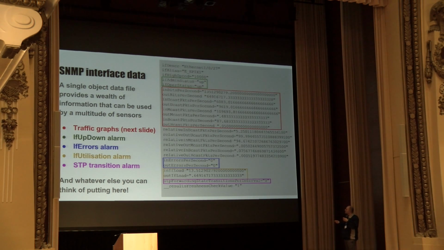Also, if you are interested in spanning tree transitions per interface, you can also have a sensor to get this data because it's available here. So it's like a 5-to-1 ratio. You do one walk of a device, you get this much data, you can address 5 sensors. So I think this scales pretty well.